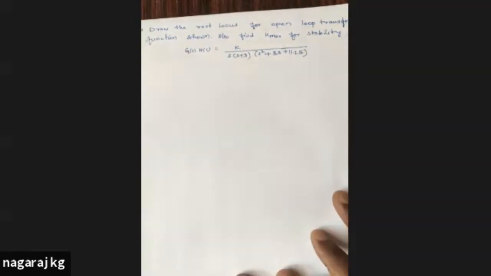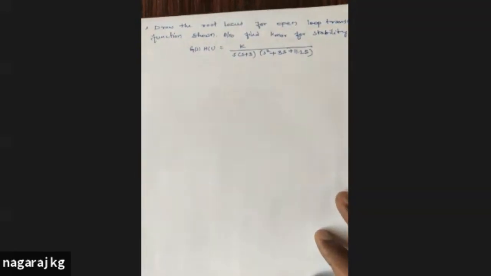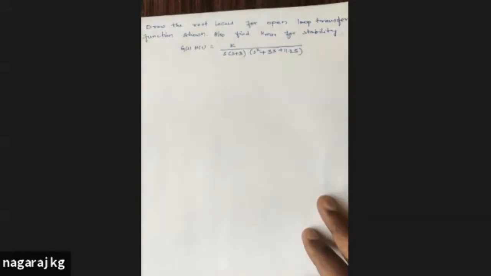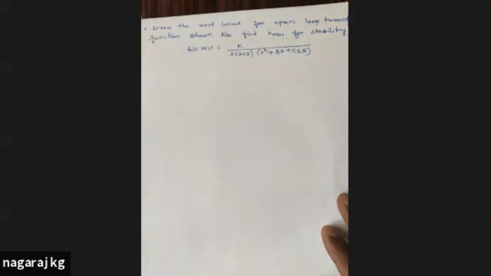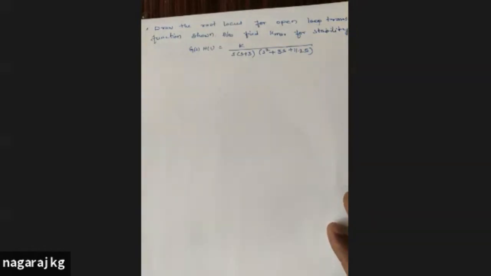All of you can observe the problem. Draw the root locus for an open loop transfer function shown. Also find K marginal for stability.